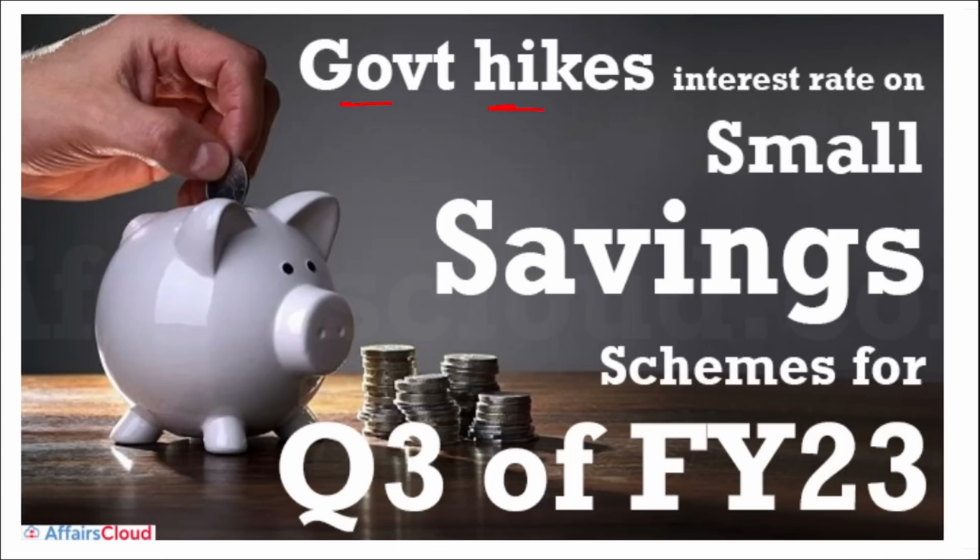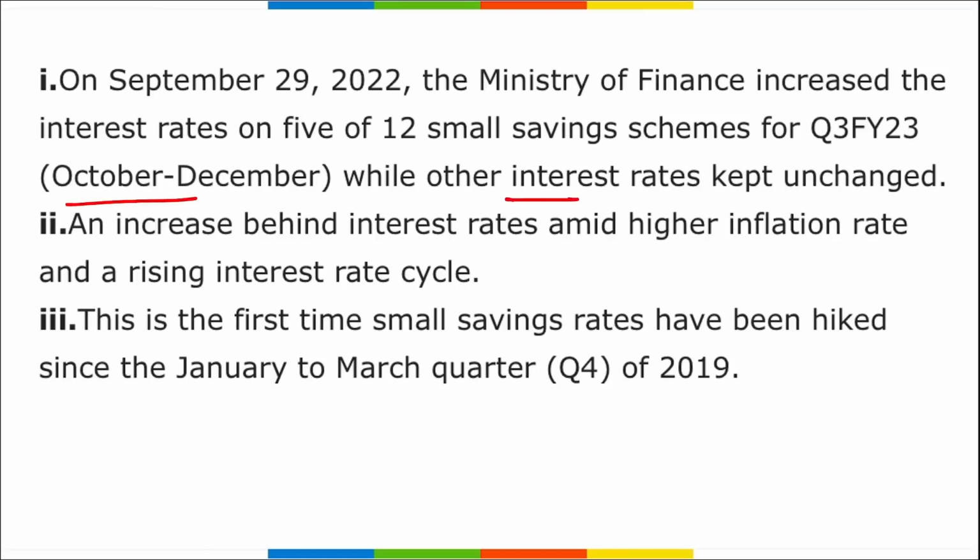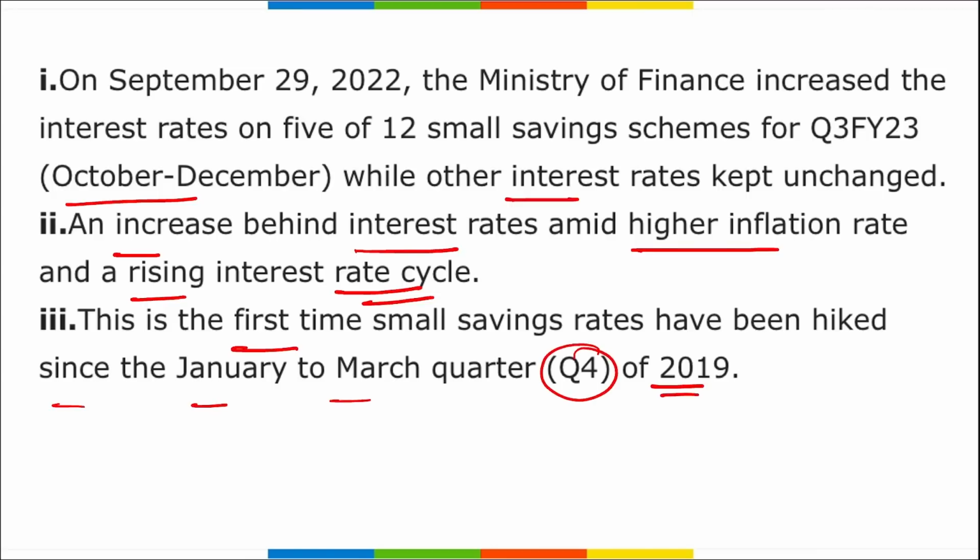Moving on. Next is, government has hiked the interest rate on small saving schemes for quarter 3 of fiscal year 23. I repeat, the Ministry of Finance increased the interest rate of 5 of 12 saving schemes for the third quarter, that is from October to December, while other interest rates remain unchanged. An increase in interest rate amid higher inflation rate and rising interest rate cycle. This is the first time small saving rates have been hiked since January to March quarter, that is the fourth quarter of 2019.